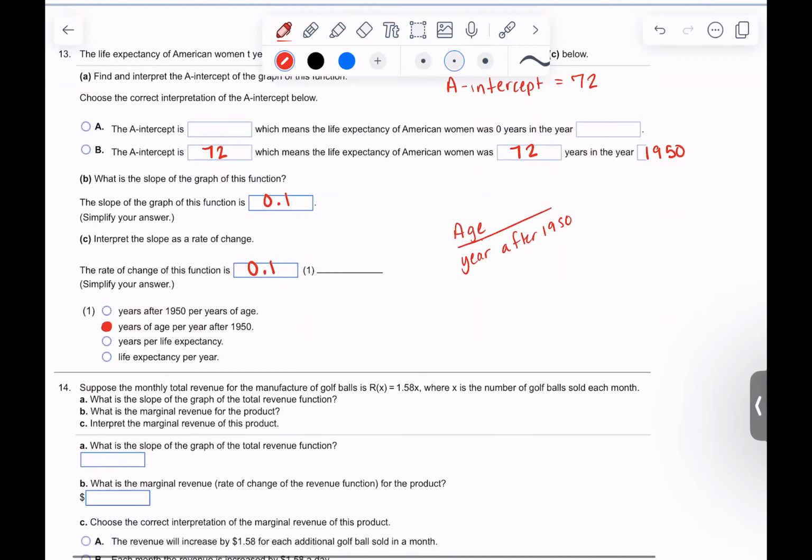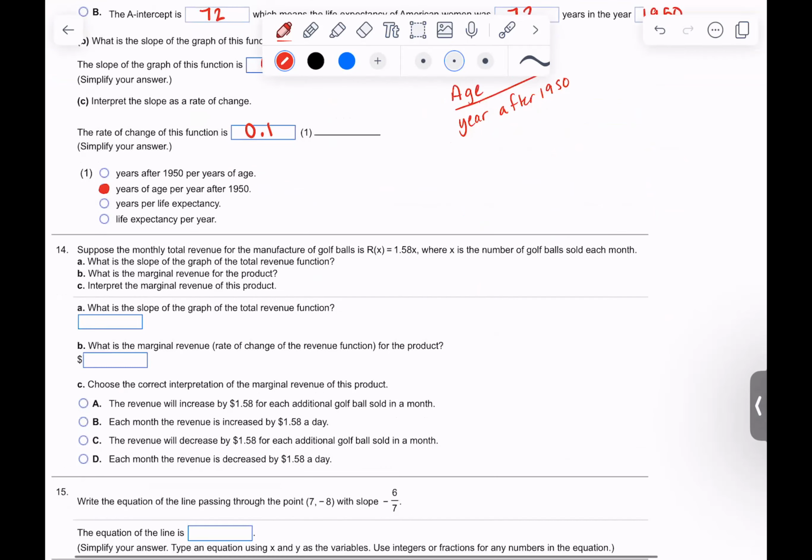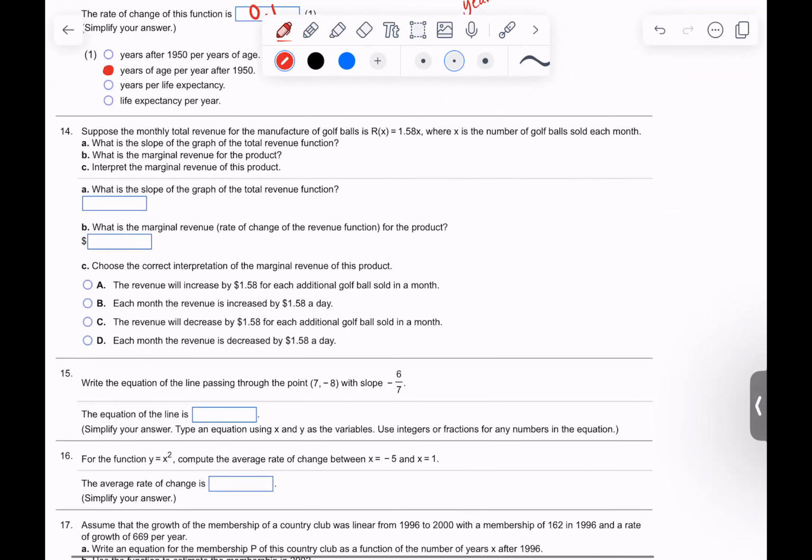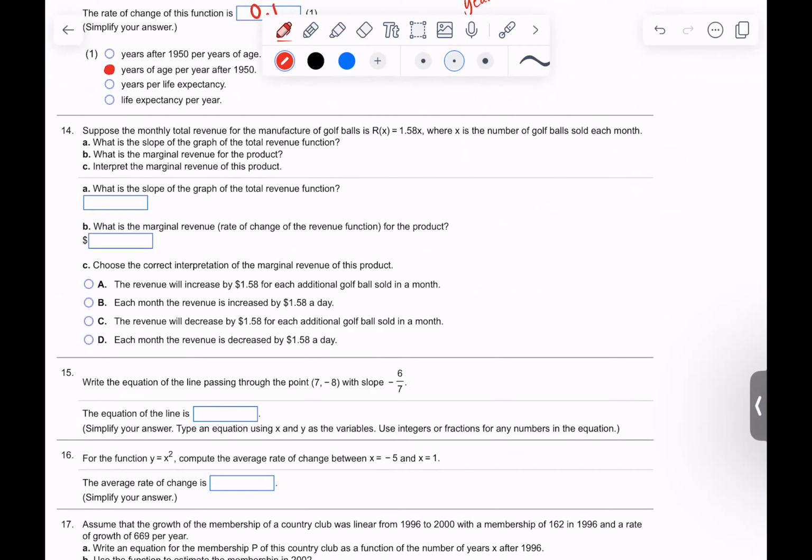Okay, problem 14. Suppose the monthly total revenue for the manufacturer of golf balls is R of x equals 1.58x, where x is the number of golf balls sold each month. Part A, what is the slope of the graph of the total revenue function? What's 1.58? It's the number you're multiplying times x.